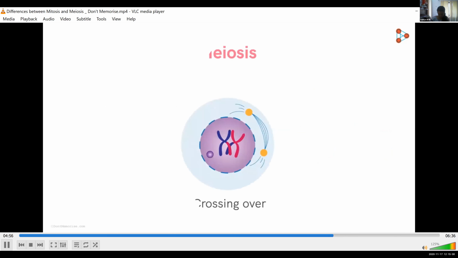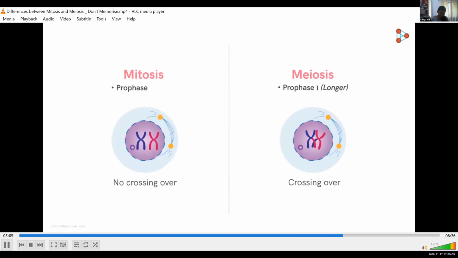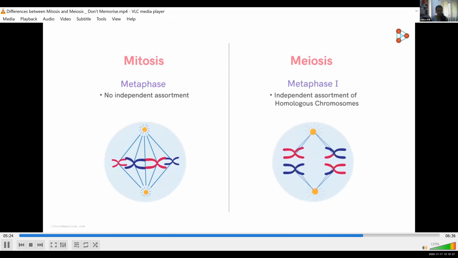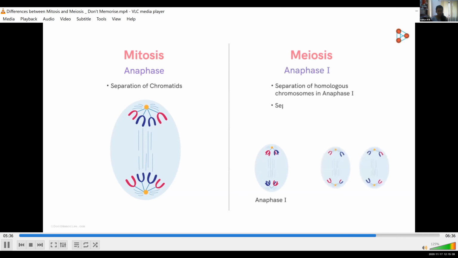The first stage of meiosis 1, that is prophase 1, is very long, consisting of 5 substages. On the other hand, prophase of mitosis is comparatively shorter than prophase 1. Crossing over does not occur in prophase, while it definitely occurs in prophase 1. Independent assortment is technically absent in the metaphase of mitosis, while it occurs in metaphase 1. The separation of chromatids takes place during anaphase, and on the other hand, the separation of homologous chromosomes takes place during anaphase 1, and the separation of sister chromatids during anaphase 2.